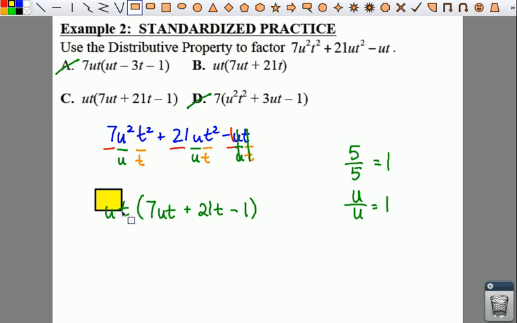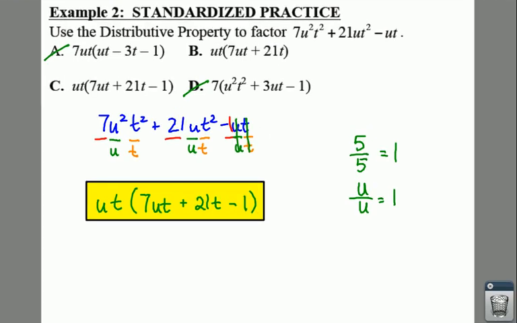So your solution should be ut times everything that's left over, 7ut plus 21t minus 1. These three terms do not have anything in common, so that means you are finished.